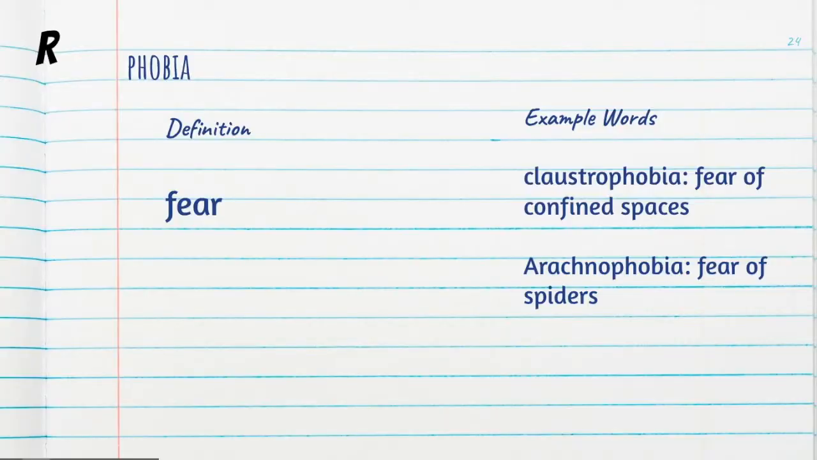Another root word we have is phobia, which means fear. This is one that you've probably heard of before. So claustrophobia is a fear of confined spaces. Arachnophobia, fear of spiders. There's all sorts of different phobias. My favorite one is triskaidekaphobia, which is the fear of the number 13. But there are lots of different phobias that are out there. So phobia means fear.